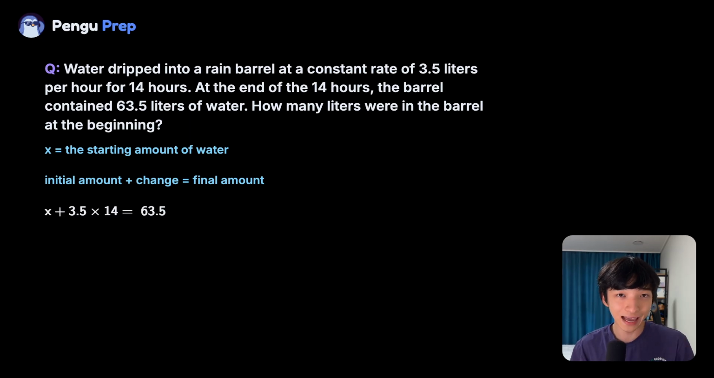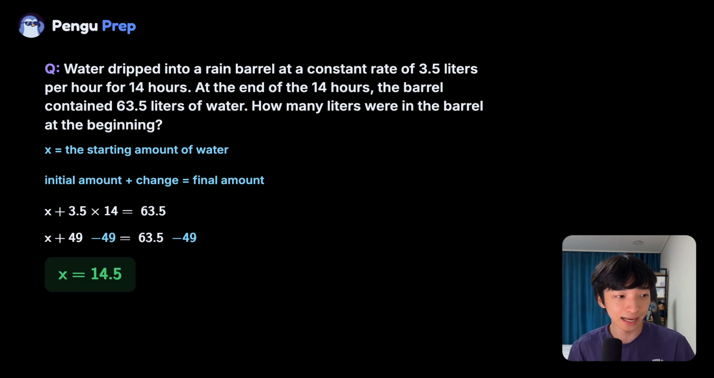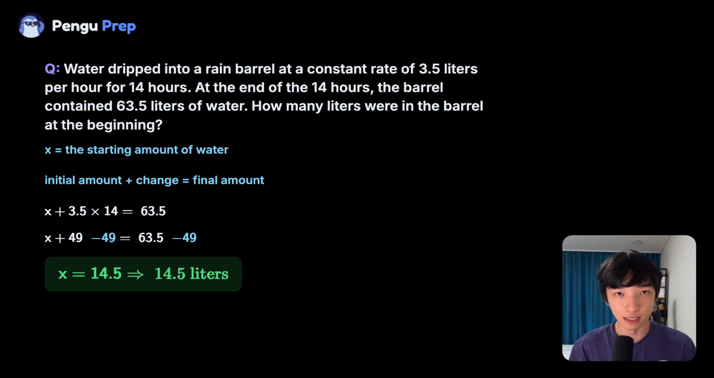So we get the initial amount x plus the change, 3.5 times 14, equals the final amount 63.5. Solving this linear equation, we get that x is equal to 14.5, and so that is the correct answer, 14.5 liters.